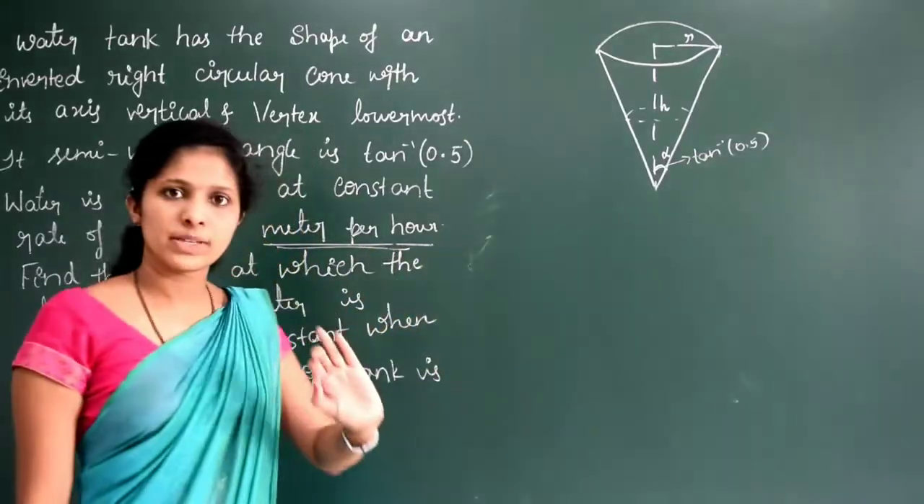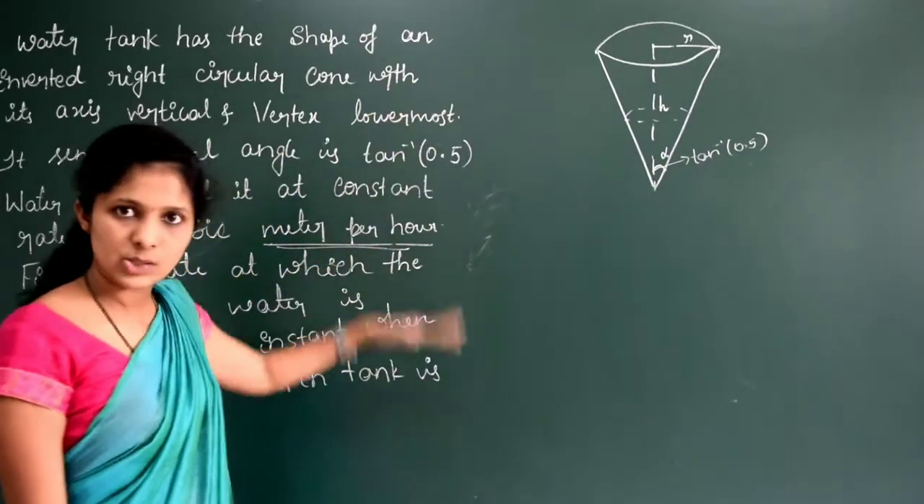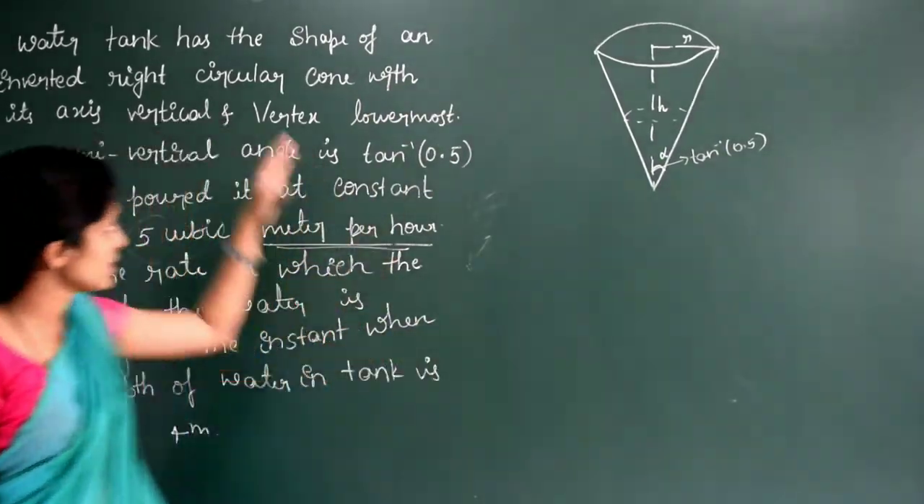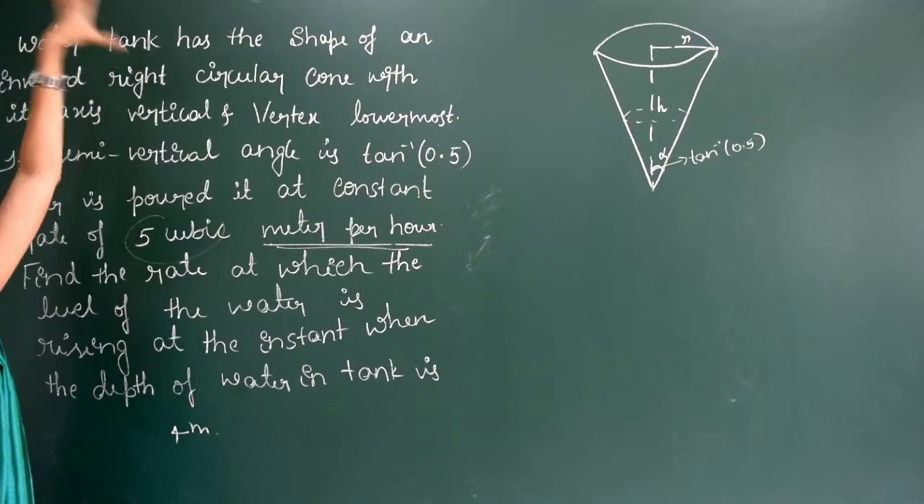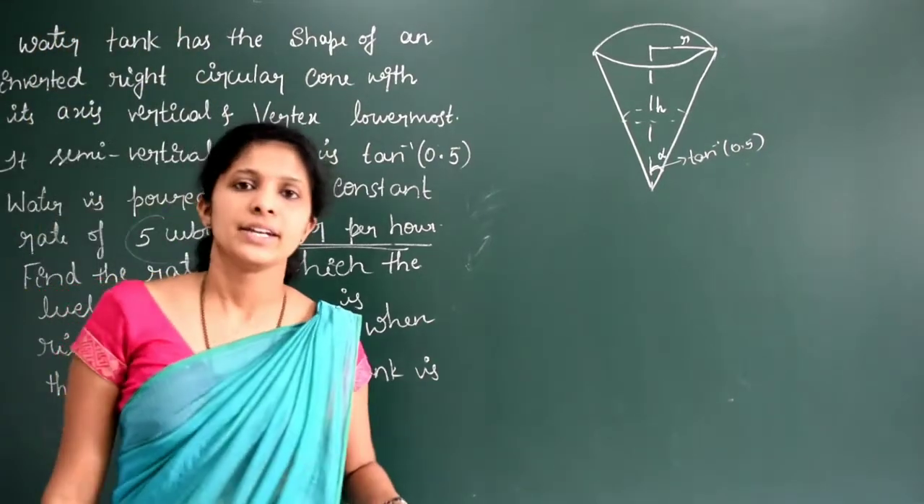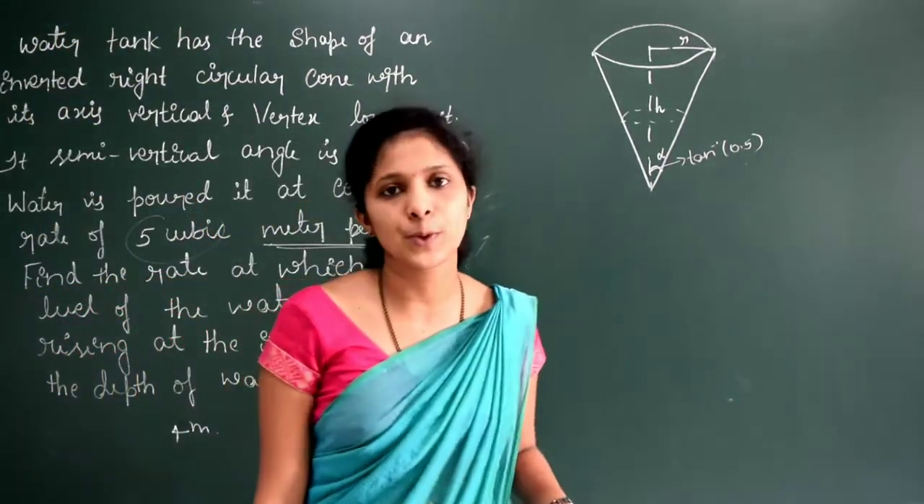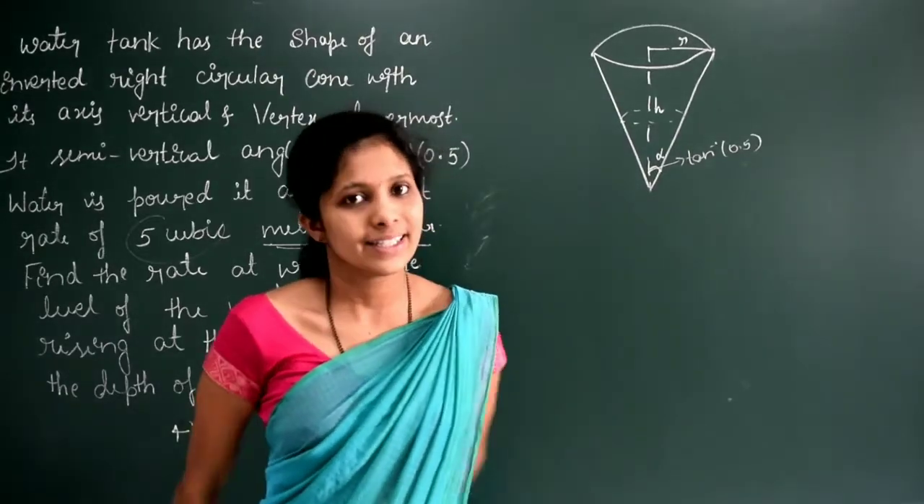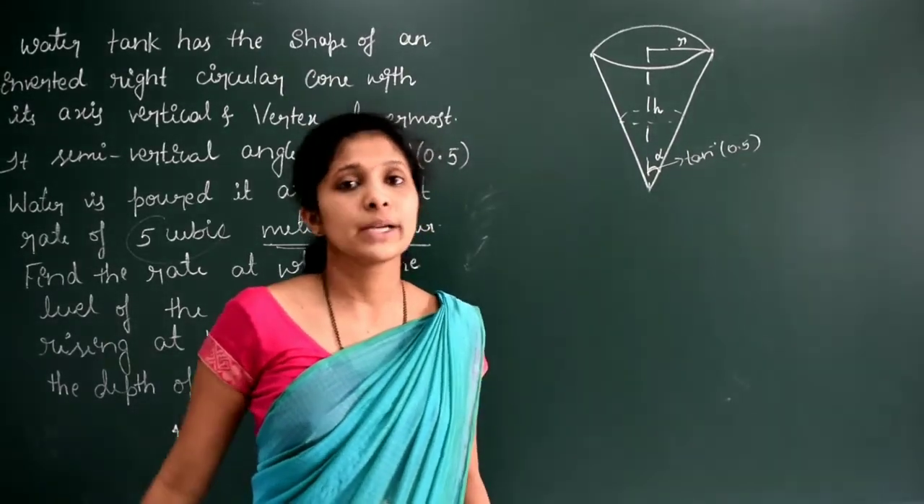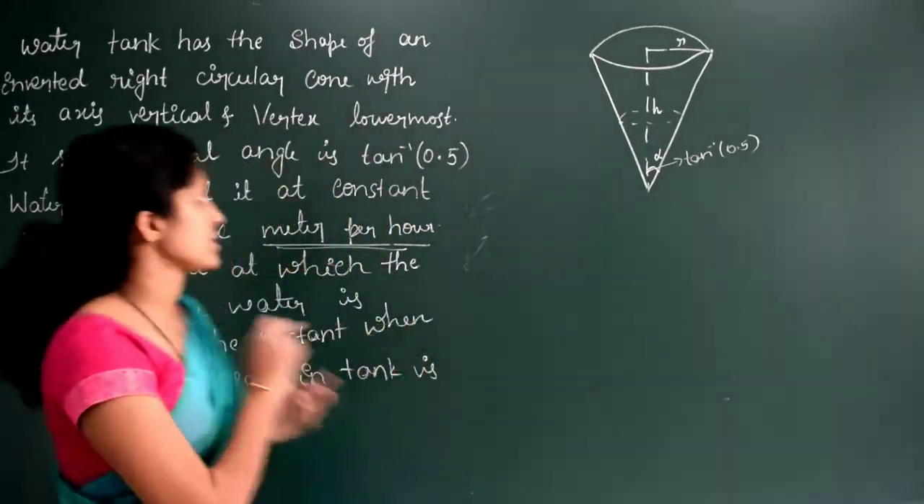This is not a problem based on maxima and minima. It is based on the rate measure, and this is an important miscellaneous problem. Actually this completes the chapter. Next I will be starting with the linear programming problems, similar to the linear inequalities. Simple it is. So be ready with the graph. Okay, let us see this one.